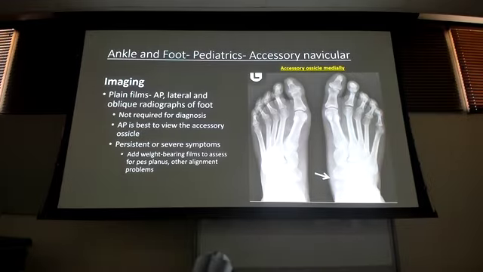All right, so there's our films for these. An AP is the best view we can get for it. You can see that accessory ossicle, a bone that shouldn't be there, on this patient. You don't need it for the diagnosis, but if they're having persistent or chronic symptoms and you want to get an X-ray, you can get a weight-bearing film to assess these. And like I said, for more chronic problems, weight-bearing is usually a great option for us.